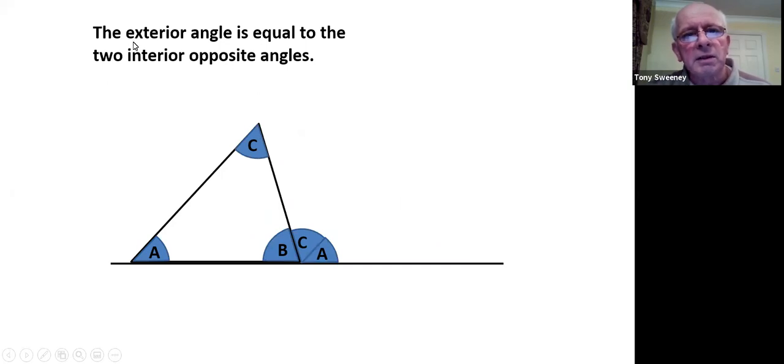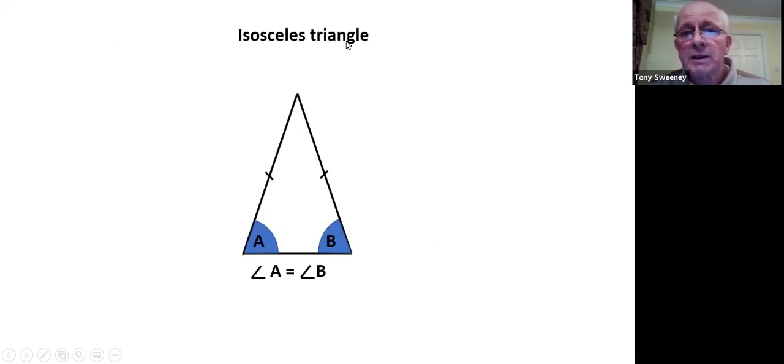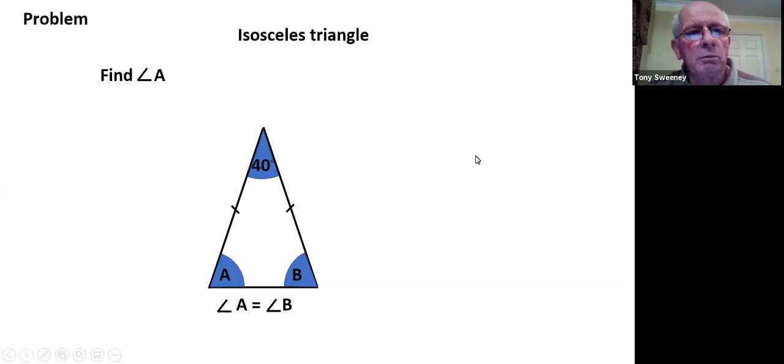Now, the exterior angle here is equal to these two. So this is a kind of follow on from the last one. So we have, this is A plus C here, and it's equal to, of course, A plus C here. An isosceles triangle. Now, when you have two lines equal, the angles at the base are also equal. So here you go. We have a problem, just set a problem here. They're called problems in algebra, of course, but find angle A.